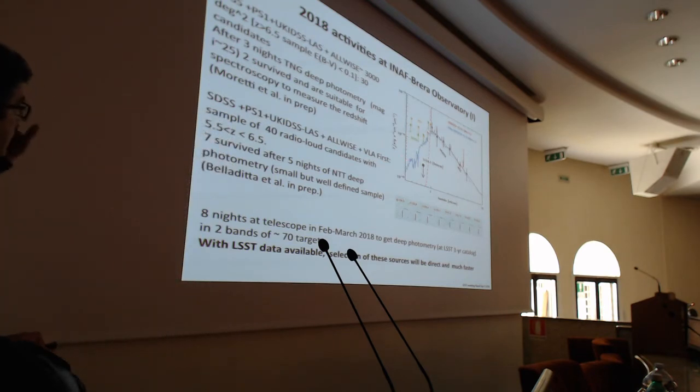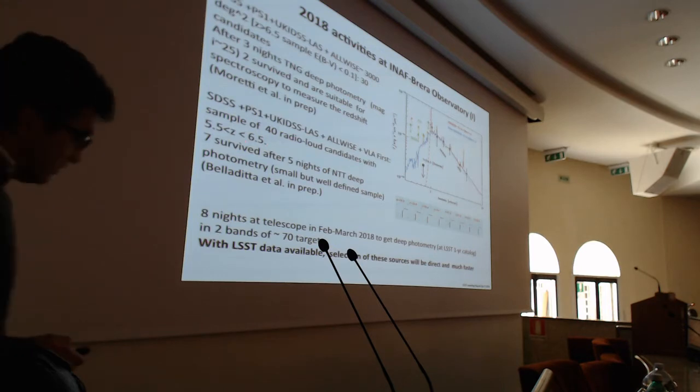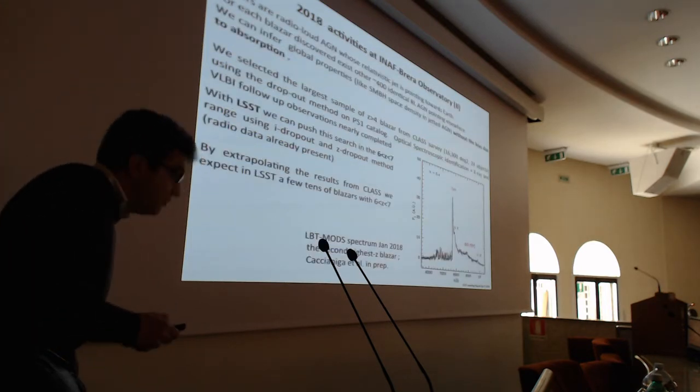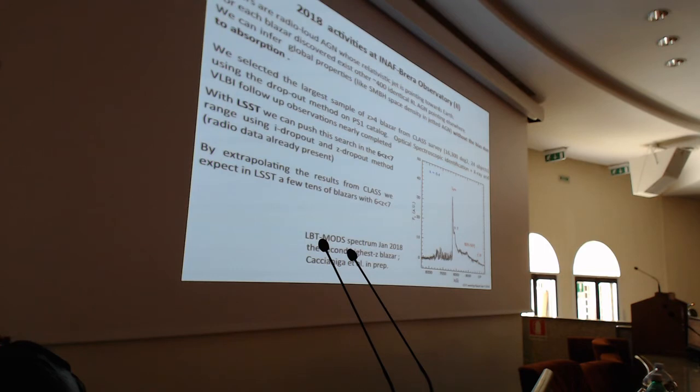So we selected 2 samples in this way and observed at TNG and NTT. The first sample consists of candidates to be quasars beyond redshift 6.5. The second sample is a radio loud sample between 5.5 and 6.5. We are also working on a blazar sample.